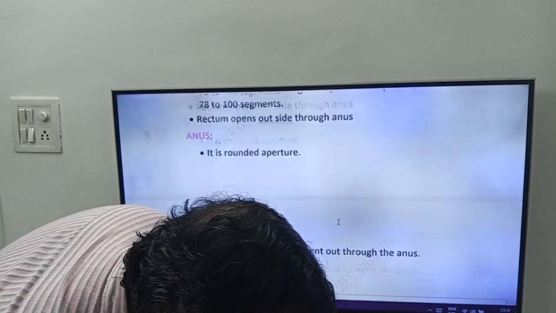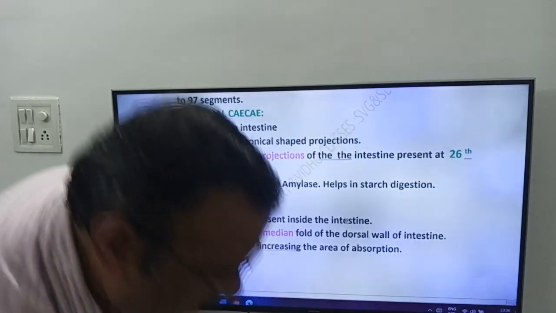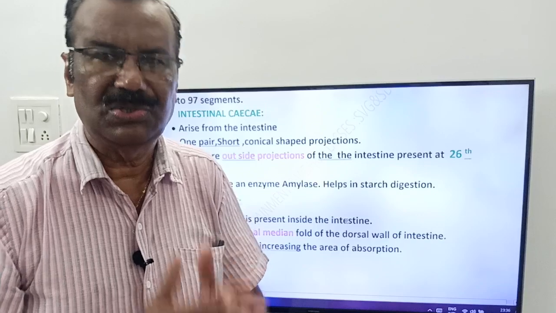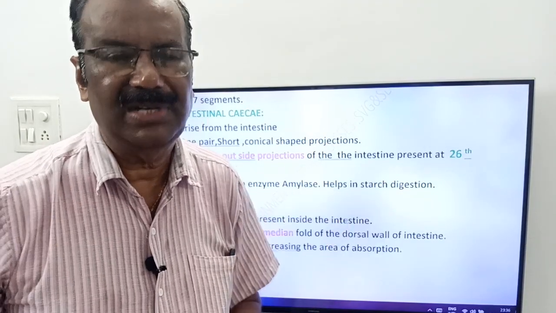Once again, friends, you should know the difference between intestinal caeca and typhlosole. Intestinal caeca and typhlosole both are present at the 26th segment. Both start at the 26th segment. But intestinal caeca are present outside the intestine.